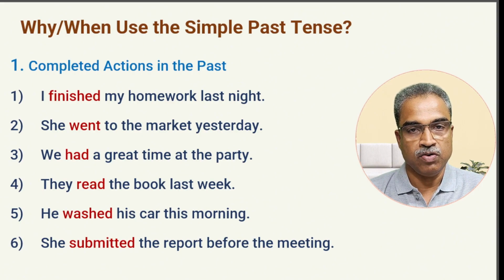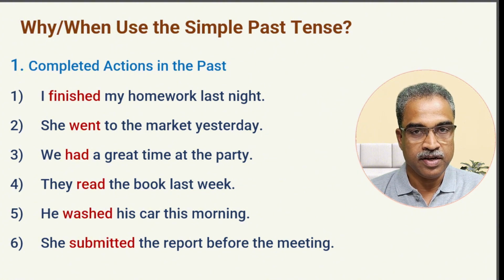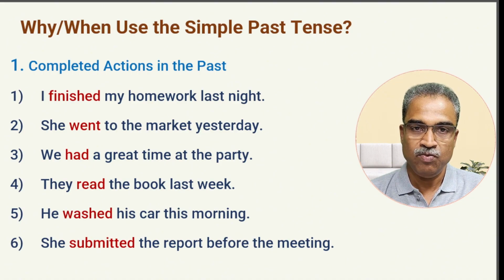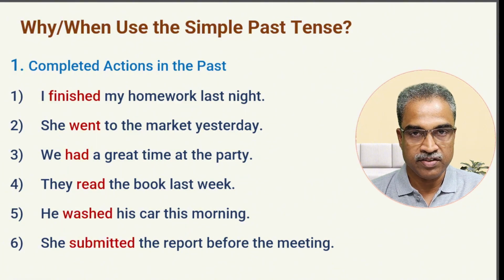And the next example is he washed his car this morning. He completed his action of washing this morning. He washed his car this morning. Wash, washed, washed. It's a regular verb. But then we are using the V2. You need to understand this very clearly. After the subject, the V2 form is used in the simple past. So V3 also looks and sounds and is spelled the same way. Washed, washed.